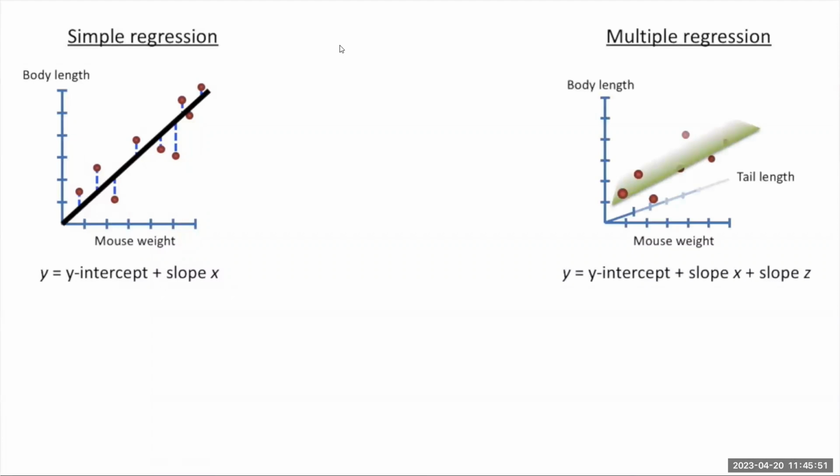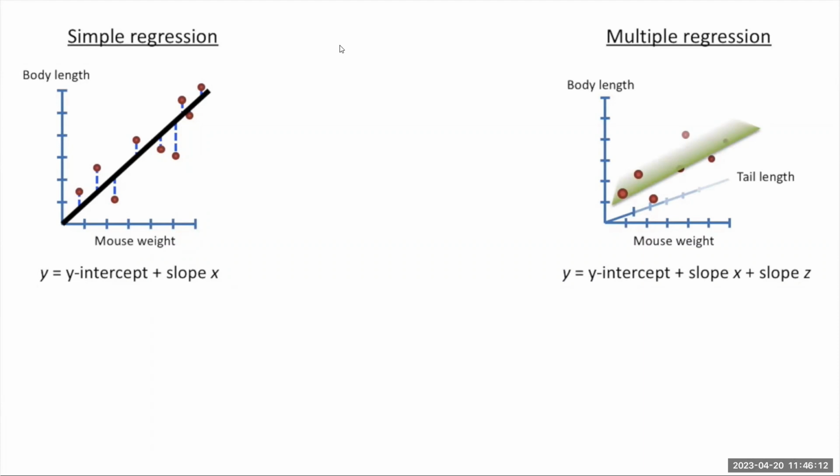In that same StatQuest, I also showed you how to fit a plane to data. Well, that's what multiple regression is. You fit a plane or some higher dimensional object to your data. A term like higher dimensional object sounds really fancy and complicated, but it's not. All it means is that we're adding additional data to the model.